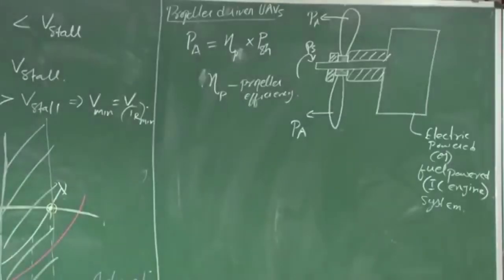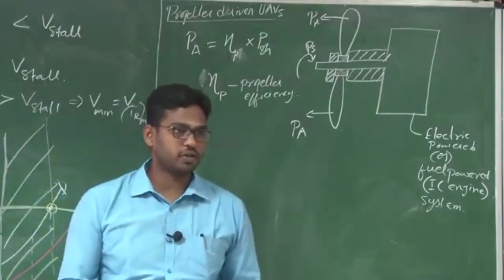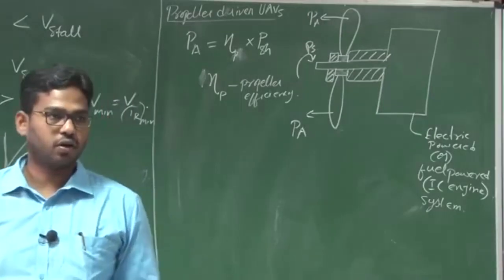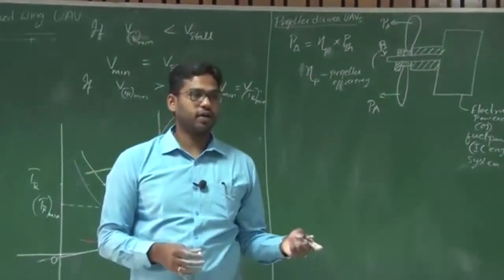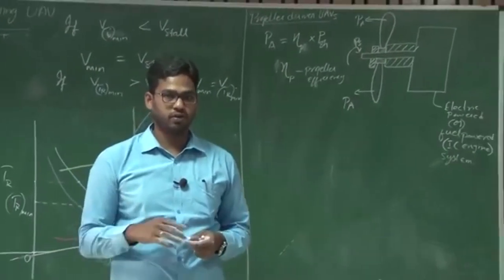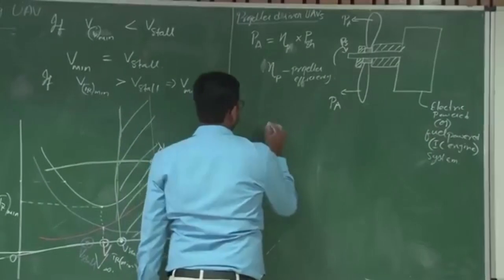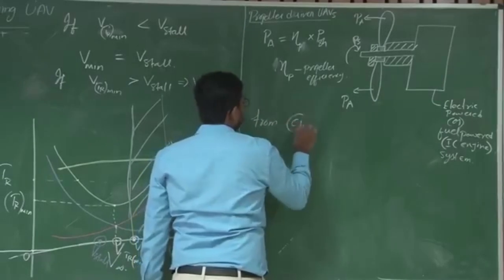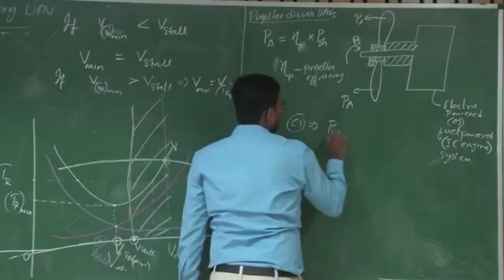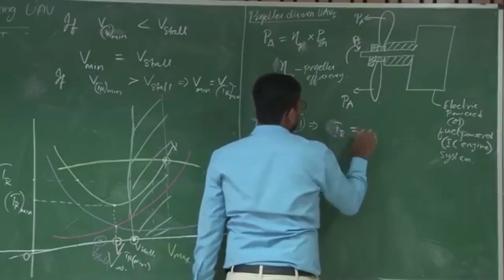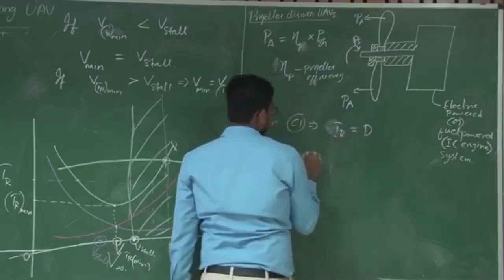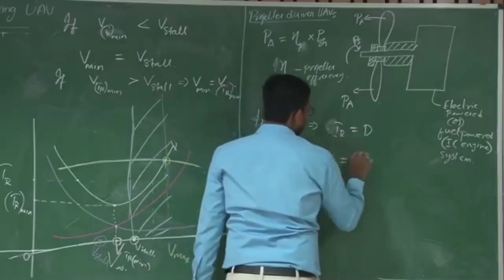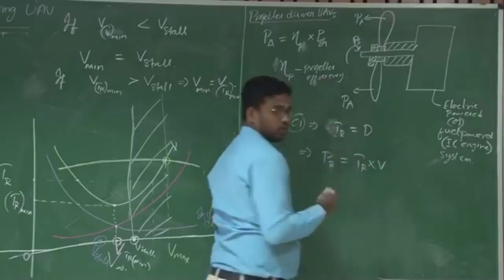Now, again, you can't measure power on board. You can estimate, but you can't measure. So again, we need to talk about what the velocity of flight will be in order to achieve the minimum power, or what is the minimum power required to have a level flight for a given UAV. Now, let us look at that case. From C1, power required or thrust required is equal to drag. This implies power required is equal to thrust required times velocity.